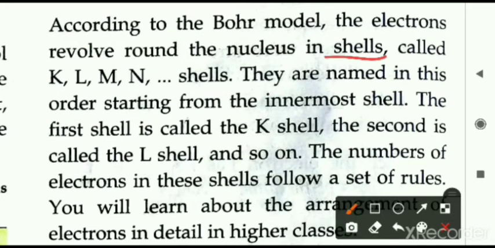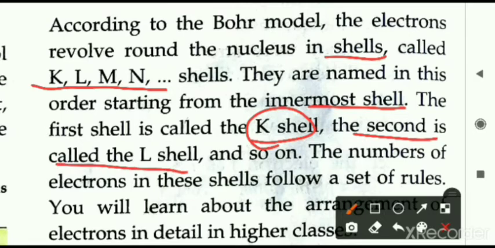These shells or orbits are given the names K, L, M, N shells. They are in order. The innermost is called the K shell. That is the first shell, closest to the nucleus. It is the innermost shell, followed by the second shell, called L, and so on. As we move outwards, we give new names to them: K, L, M, N, O, and so on. Likewise it continues.